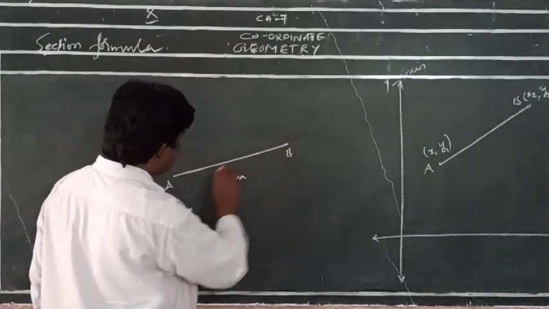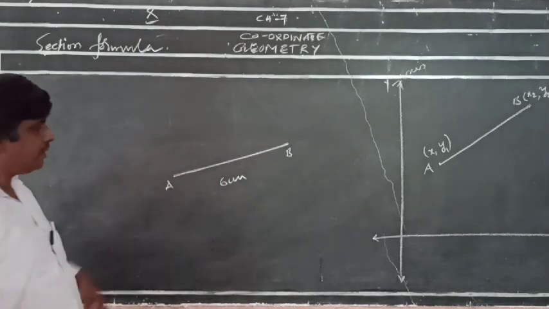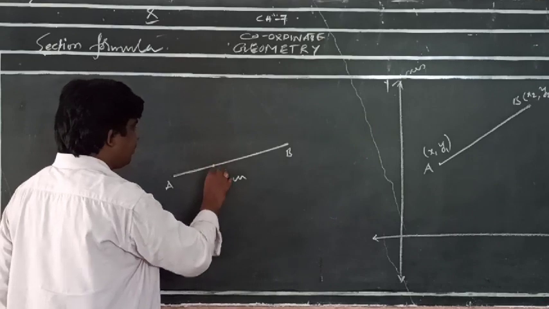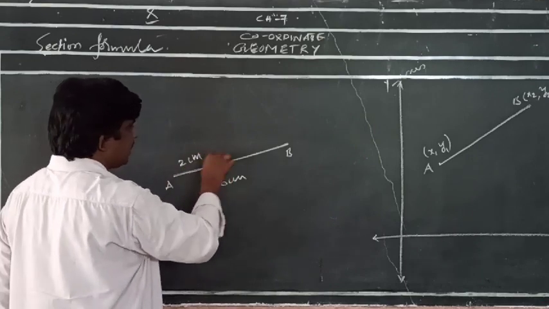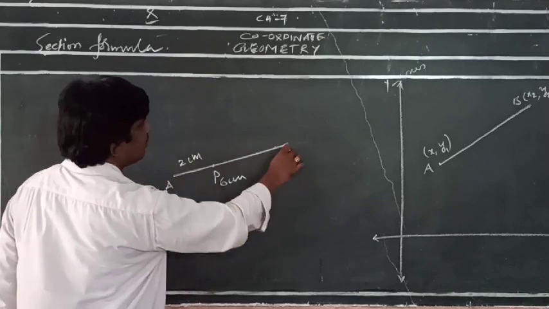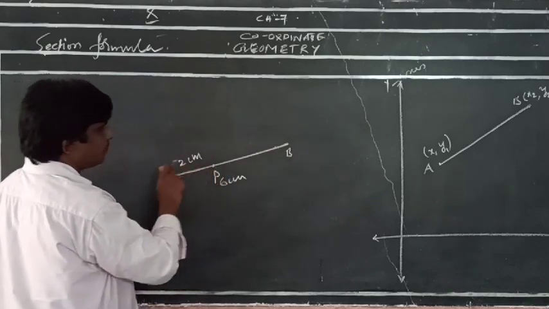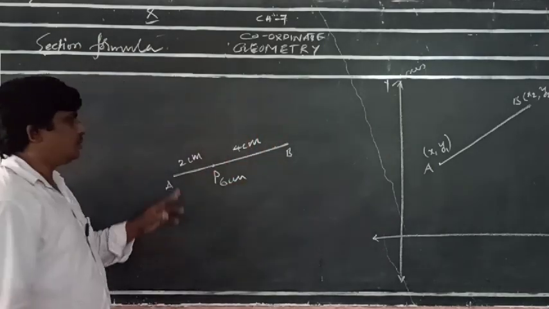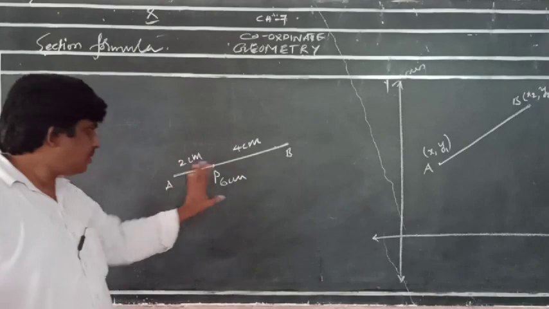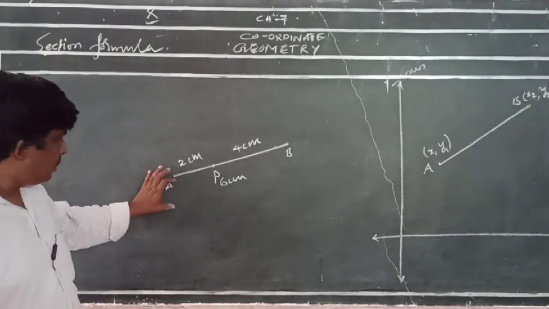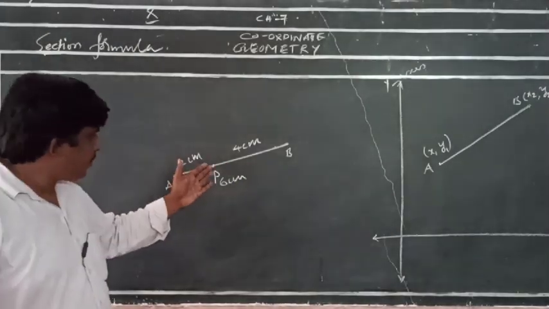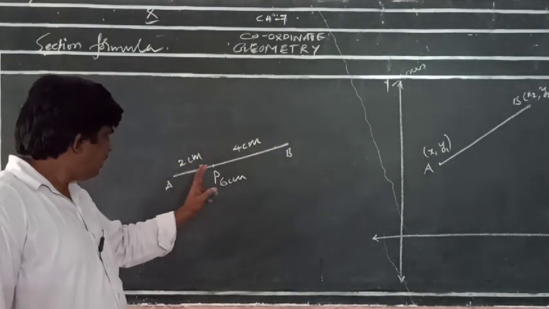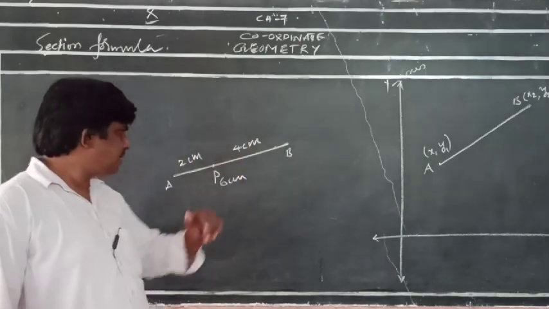I am dividing the 6 centimeters length of line segment into 2 parts such that point P is 2 centimeters from A, and the total measure is 6 centimeters, which means AP is 2 centimeters and then PB automatically is 4 centimeters. So 2 centimeters plus 4 centimeters is the total length, which is 6 centimeters. So we can say point P is in between A and B such that AP is 2 centimeters and PB is 4 centimeters.